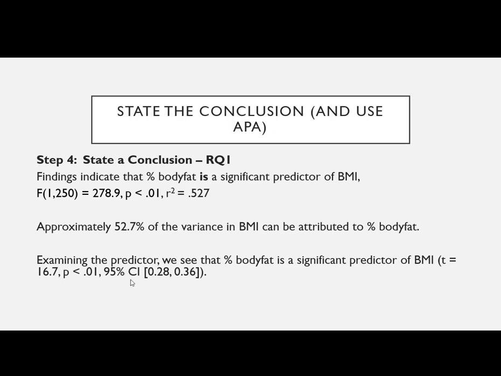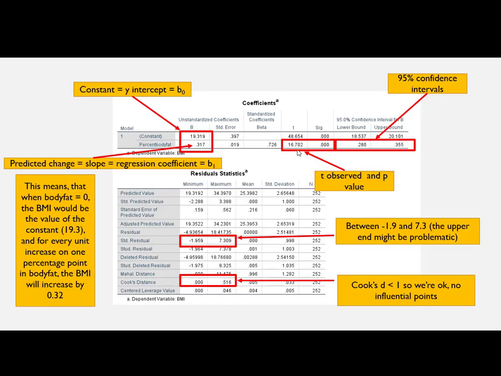And then, not so important for a simple linear regression because there is only one predictor, but when we get into multiple regression, you would do this for each of your predictors, so we're just going to do it each time. Examining the predictor, we see that percent body fat is a significant predictor of BMI. t is equal to 16.7, p is less than 0.05, and the confidence interval. And that came from here, 16.7, less than 0.05, and then the confidence interval.